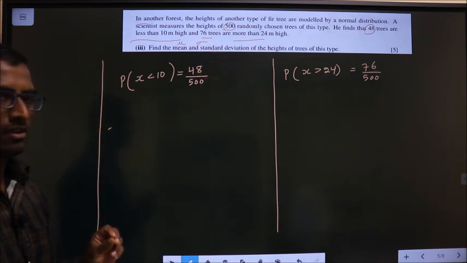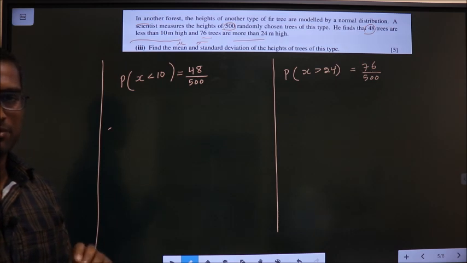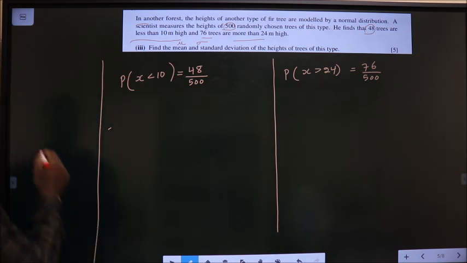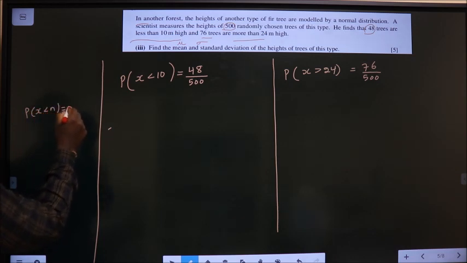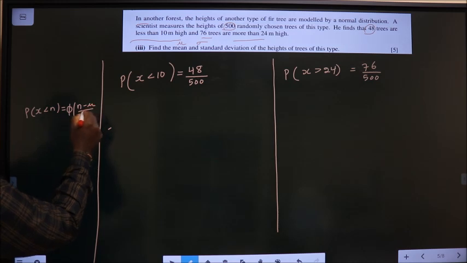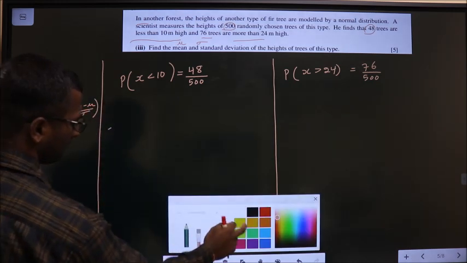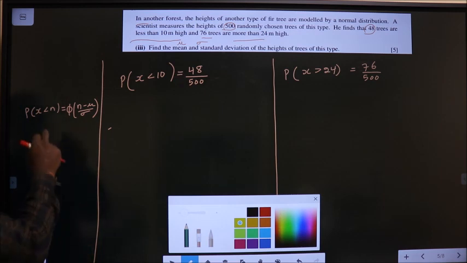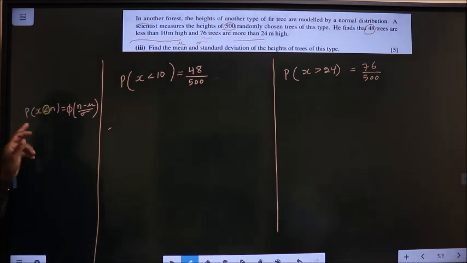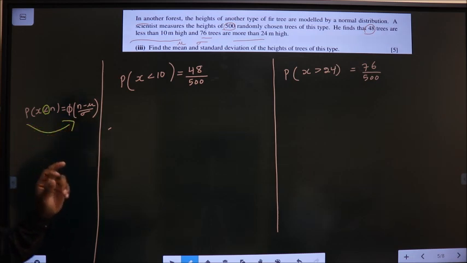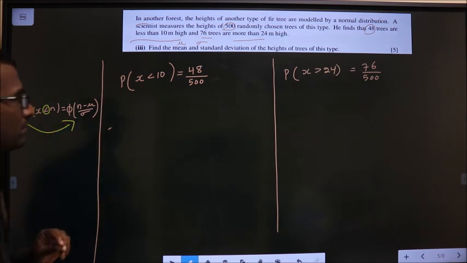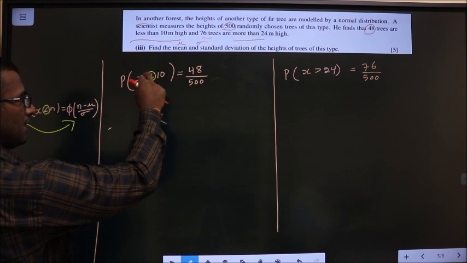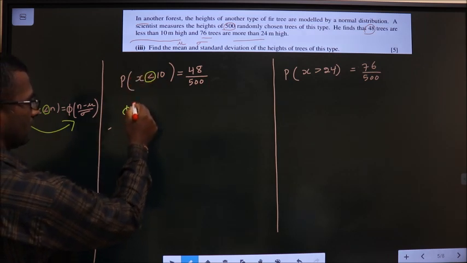Now, in any normal distribution question we have to make use of this: P of x less than n is nothing but phi of n minus mean by standard deviation. Here you have to check this symbol. It has to be less than, only then P will get converted to phi. Clear? Now come here. Here the symbol is less than, so P will get converted to phi.